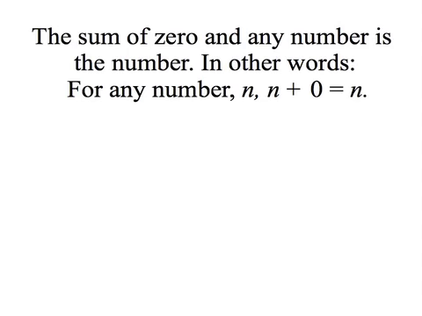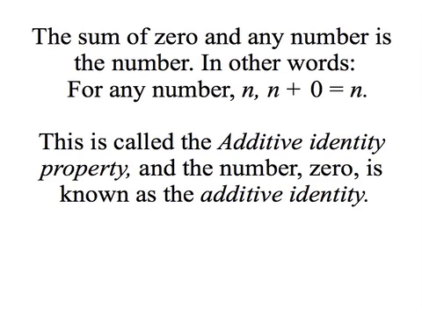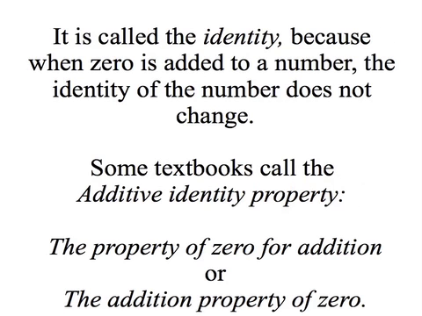The sum of 0 and any number is the number. In other words, for any number n, n plus 0 is equal to n. This is called the additive identity property, and the number 0 is known as the additive identity. It is called the identity because when 0 is added to a number, the identity of the number does not change. Some textbooks call the additive identity property the property of 0 for addition or the addition property of 0.